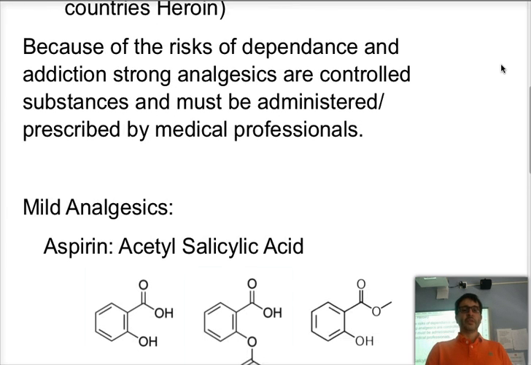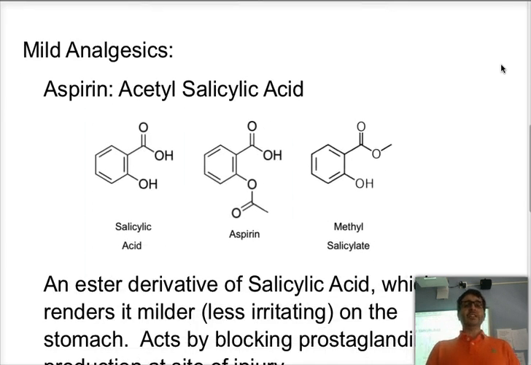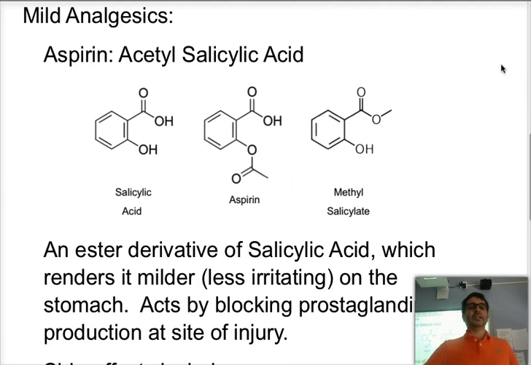All right. So if we're looking at mild analgesics, let's start by looking at aspirin. Aspirin, otherwise known as acetyl salicylic acid. All right. Acetyl salicylic acid is a derivative of salicylic acid, as salicylic acid is a natural compound found in willow bark, and it's been known since antiquity to act as an analgesic to relieve pain.